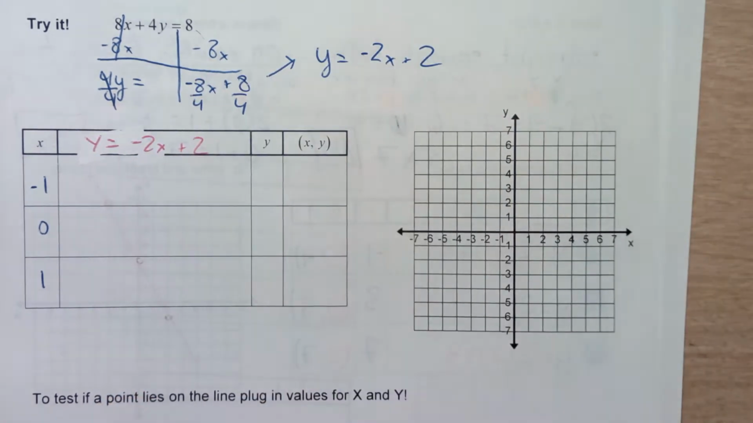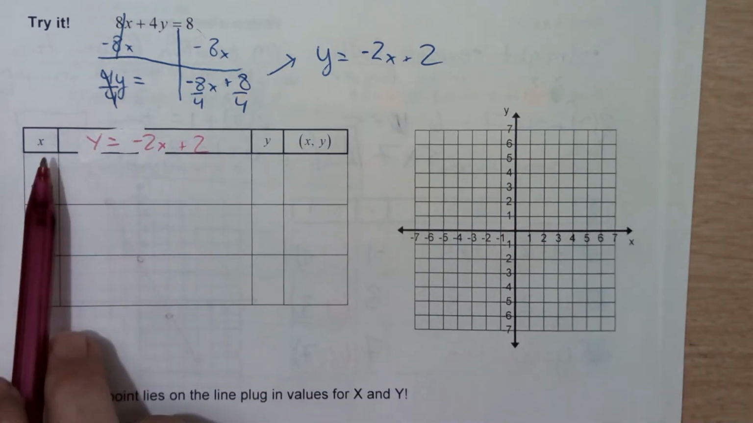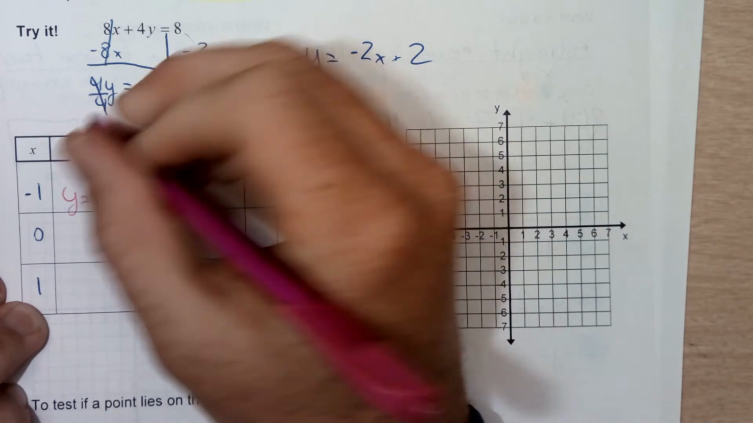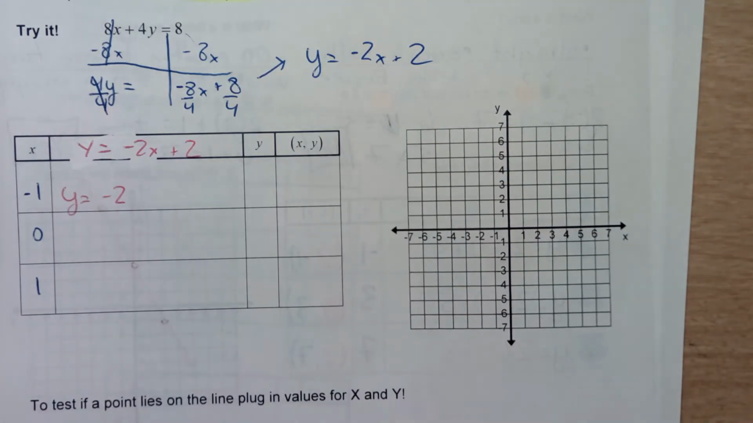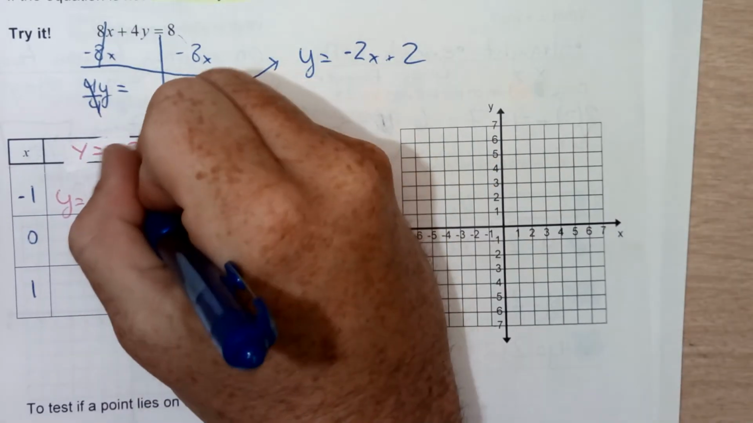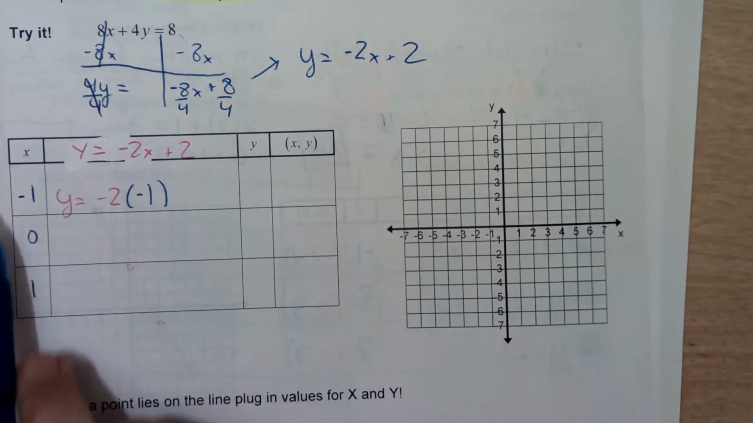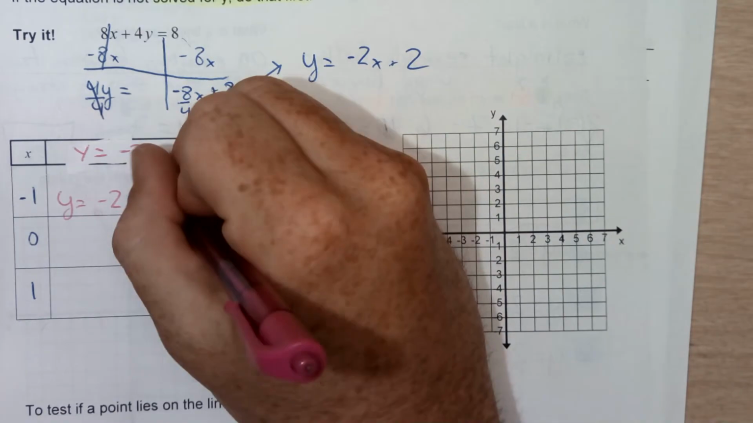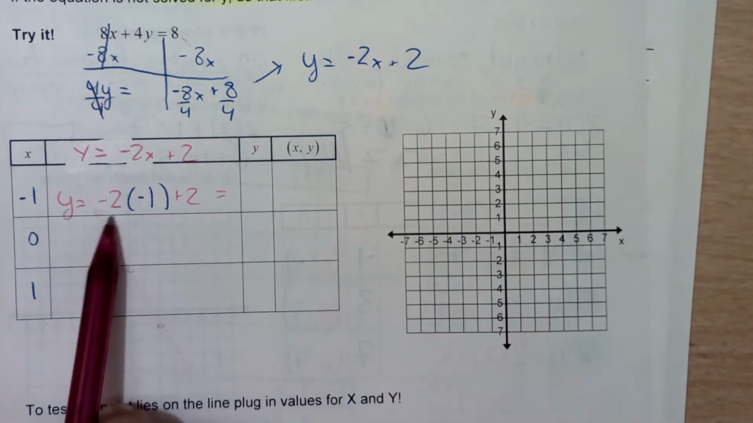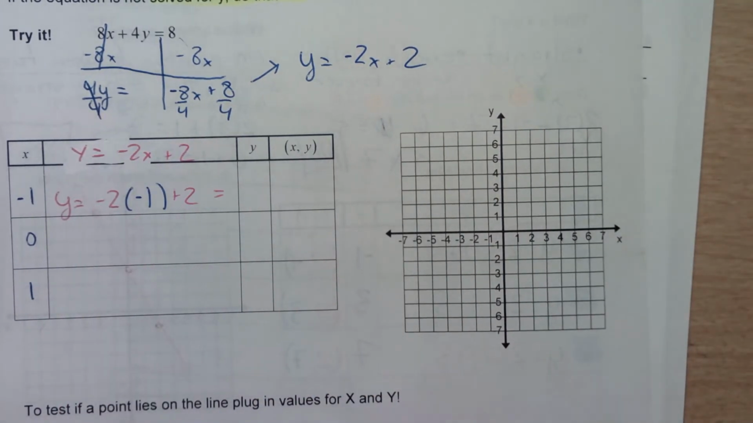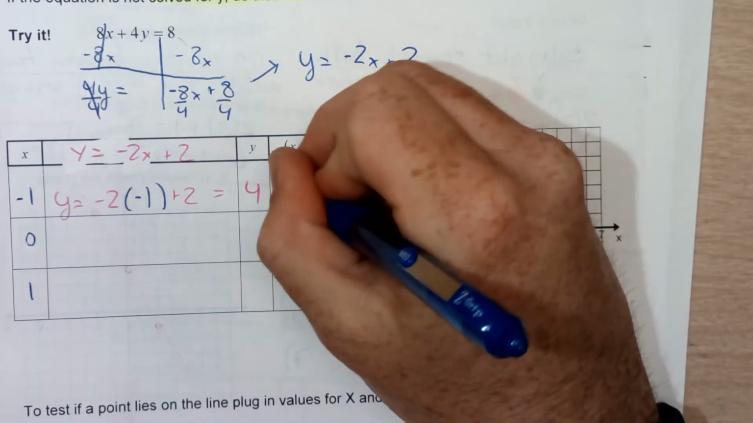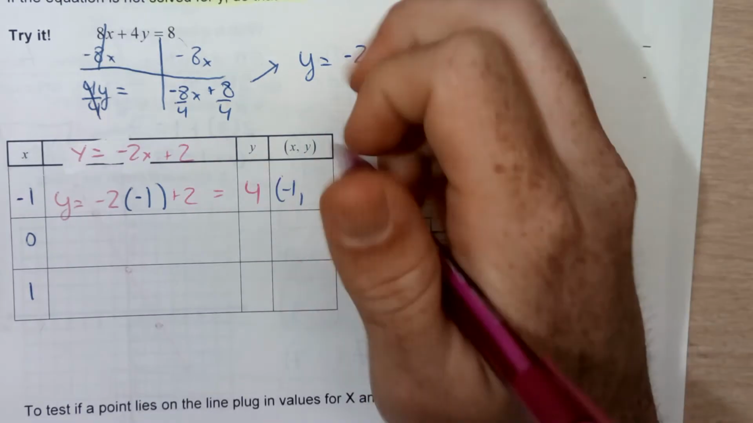Now that this looks like the ones on the front, all we need to do is sub in these values for x to find our correct coordinates. So I'm going to do y equals negative 2, and in parentheses, remember I'm not going to put x, I'm going to do negative 1, because that's where my x value is. See, that came right from here. Then we have plus 2, and negative 2 times negative 1 gives me a positive 2, and 2 plus 2 is 4. So my ordered pair would be negative 1, comma, 4.